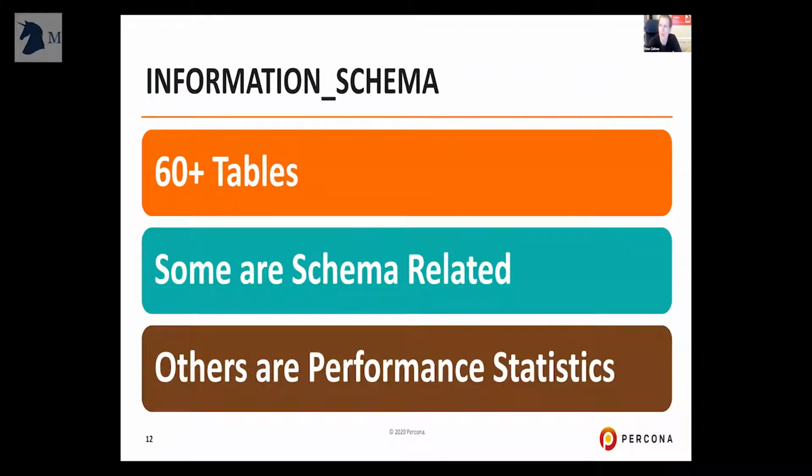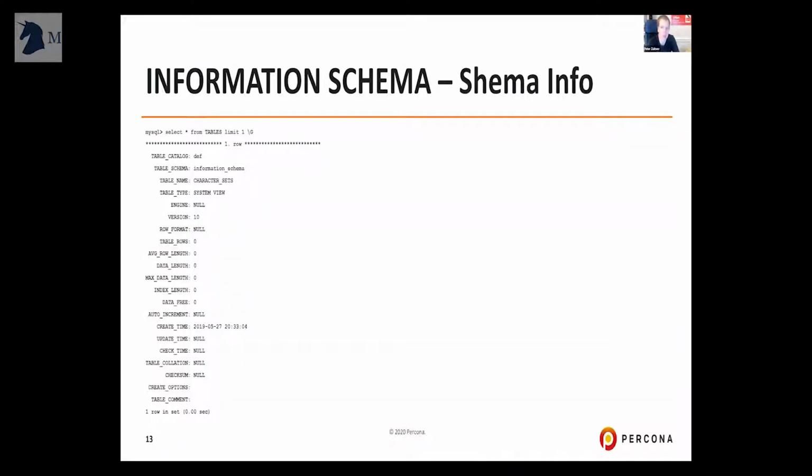The next tool is Information Schema. Information Schema in MySQL 8 has more than 60 tables. Some are schema related, others are various performance statistics. For example, the tables table contains information about various tables and views, right? As you can see on this page, it contains a lot of various information.